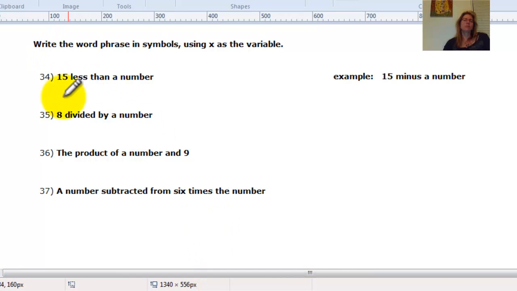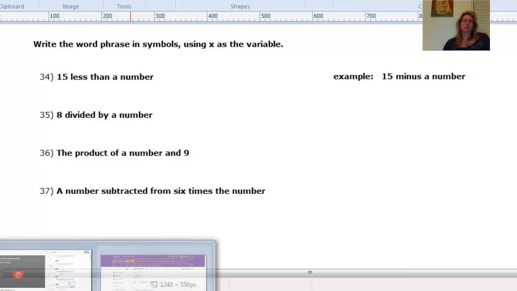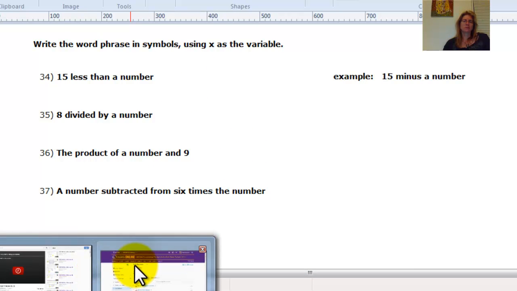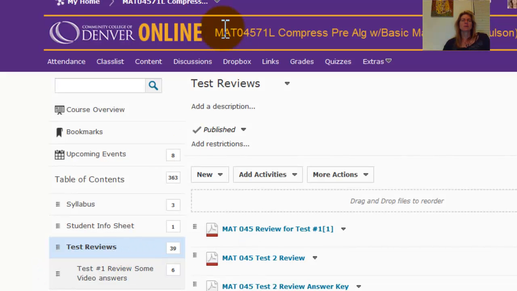Alright, these problems, 34 through 37, are translating words into expressions with variables, basically. We're going to go through these problems, but I do have a document that I just posted on the website for this class. So here's the Math 045 right up here.